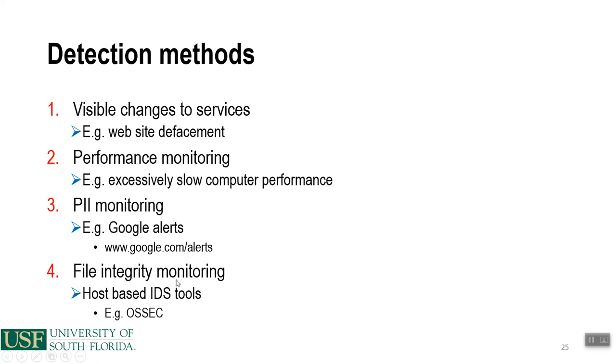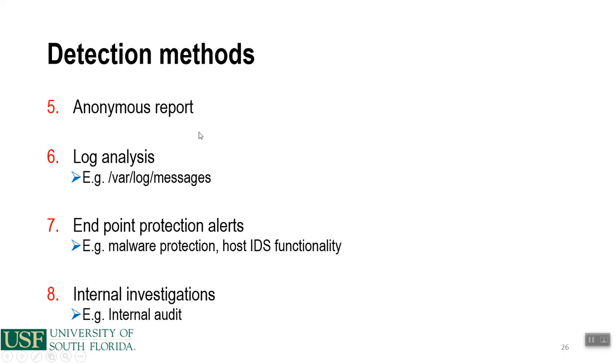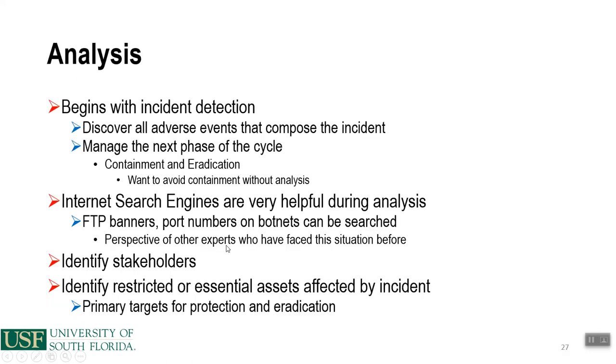File integrity monitoring, so for example, host-based IDS tools. Anonymous reporting, so have people anonymously report that an attack has actually occurred. Log analysis, which we'll get into in the next lecture. Endpoint protection alerts, so for example, malware protection, host IDS functionality, internal investigations, and others.